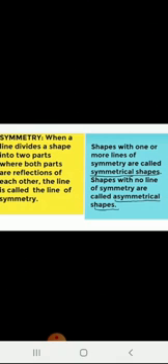Now see some more. We have two kinds of shapes. What are those? Symmetrical shapes and asymmetrical shapes. Shapes with one or more lines of symmetry are called symmetrical shapes. Shapes with no lines of symmetry are called asymmetrical shapes. Let us see examples of symmetrical shapes and asymmetrical shapes.